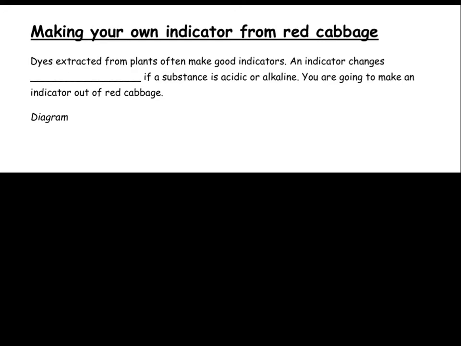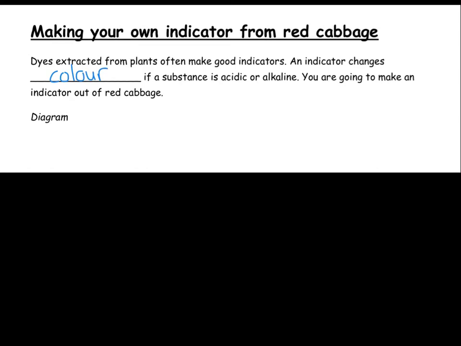Now, red cabbage is not the only plant that could be used to make an indicator. Any strongly coloured plant, perhaps beetroot is a good example, could be used to make an indicator, because what we're going to do is extract the dye, and the dye will change colour depending on whether it's in an acid or an alkali. Now our first blank on page 9, and if we think about the indicator we've already covered, we can say that an indicator changes colour if a substance is acidic or alkaline.